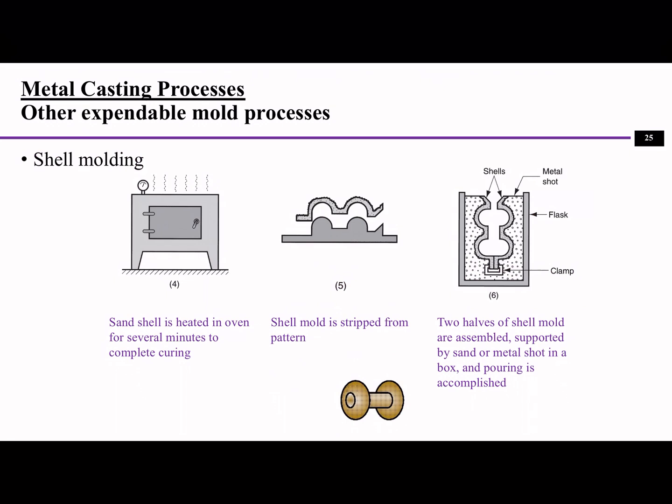And then next, the shell is heated in the oven for complete curing. So we create this hard shape with the metal pattern, and then the shell mold will be stripped from the pattern as well. So this is how we make a mold, right? This is one part of the mold, and when we create the other part of the mold, male or female, it will create the shape of the mold. This is where you can pour the metal in and create this kind of product.